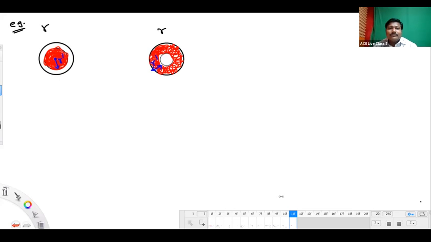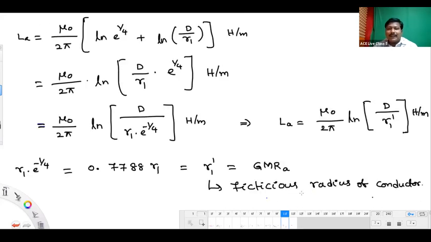No one. No one of these two is going to be called as GMR. Why are you saying second one, or somebody saying first one? See, already I have given that name, right? Imaginary radius of the conductor or fictitious radius of the conductor. What do you mean by this imaginary or fictitious radius? Which we can't show physically. All of you getting my meaning?